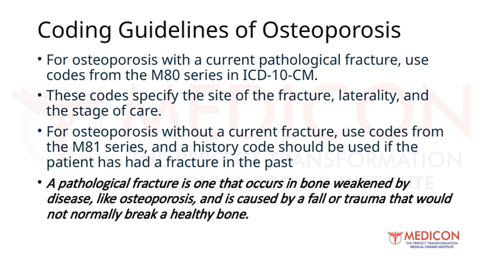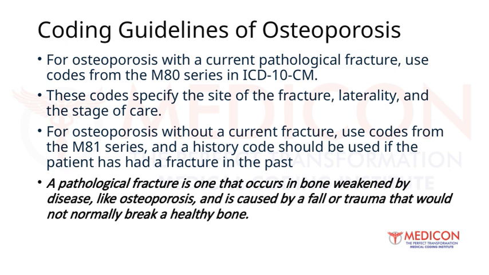If the patient has osteoporosis but does not currently have a fracture, then we turn to the M81 series codes. And don't forget, if the patient has a history of a fracture in the past, it's important to include a history code to reflect that.